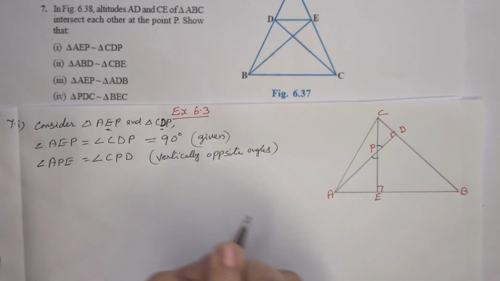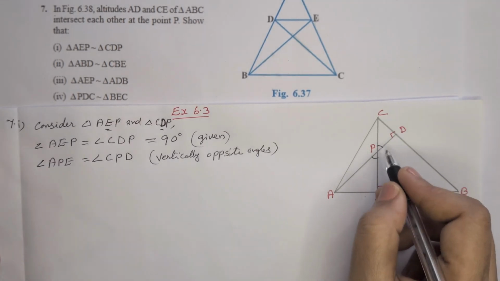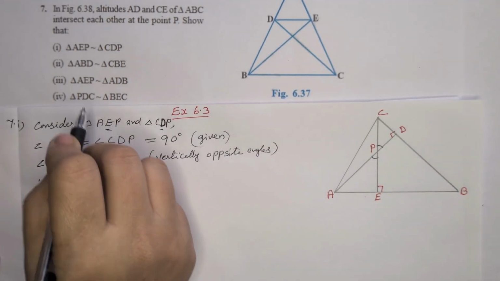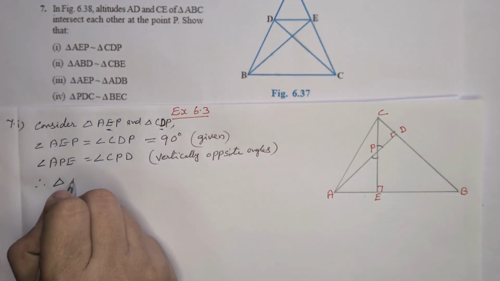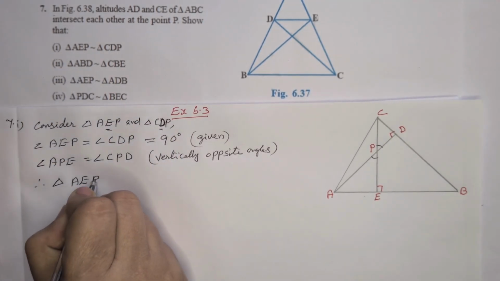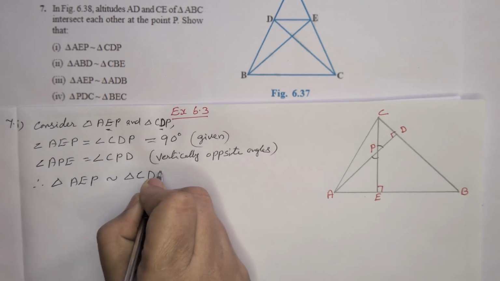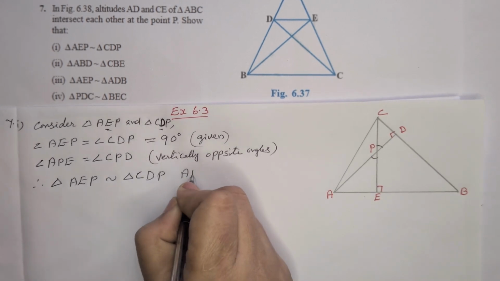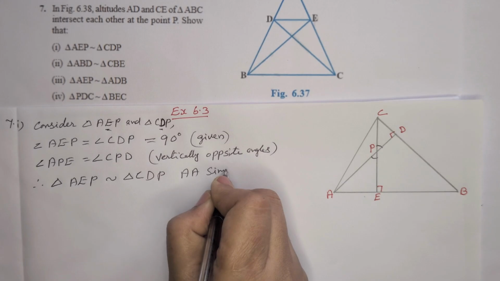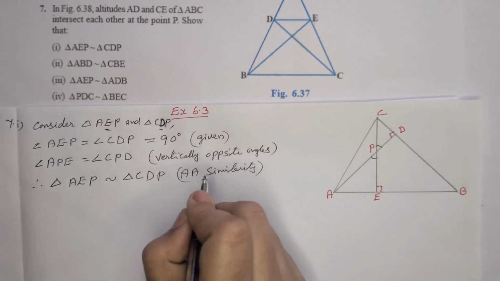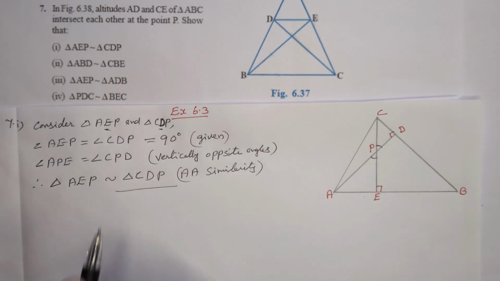So now we got two angles in these two triangles that are equal. Therefore, triangle AEP is similar to triangle CDP by AA similarity. Two angles are equal, so by AA similarity these two triangles are similar.